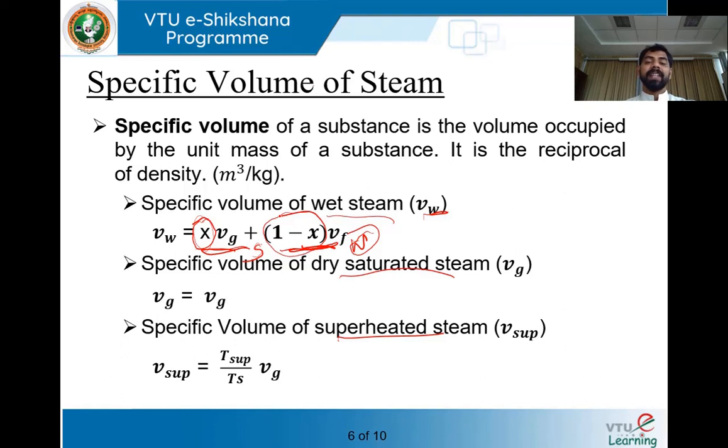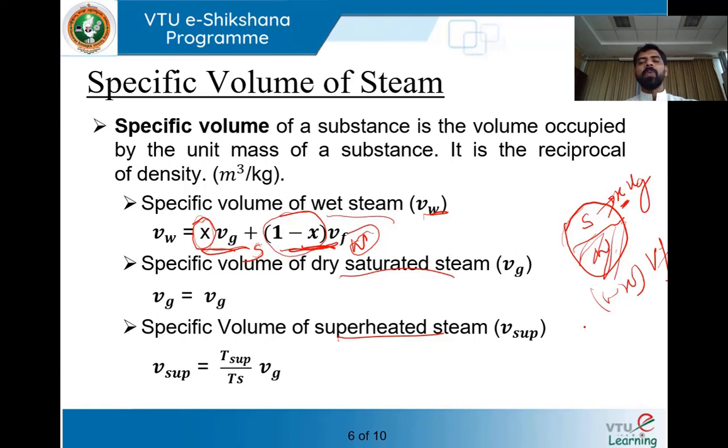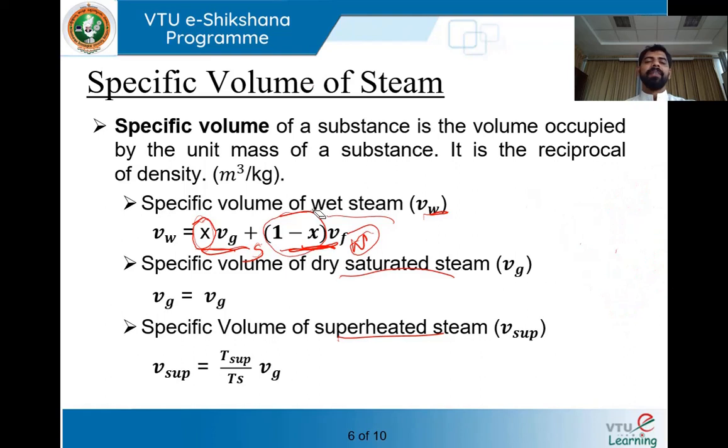x is the dryness fraction and 1 minus x is the wetness fraction. A wet steam has both steam as well as water. The specific volume of vapor particles is different from that of liquid particles, therefore we take them separately. Based on the dryness, x into Vg is the volume occupied by the steam particles, and 1 minus x into Vf is the volume occupied by the water particles. So the total specific volume of wet steam is x Vg plus (1 minus x) Vf. That is how we measure the specific volume of wet steam, as shown in this equation.